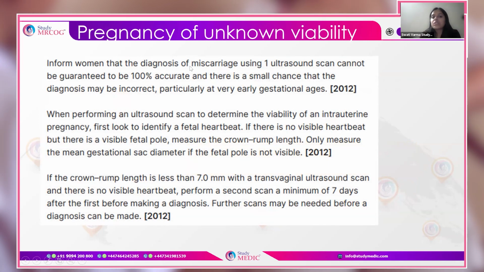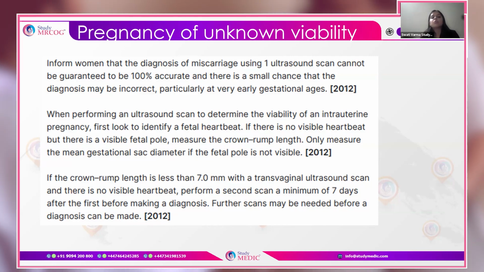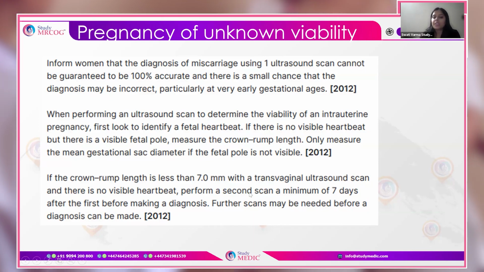So we see that diagnosis of miscarriage using a single scan can't be guaranteed to be 100% accurate because there is a small chance that the diagnosis may be incorrect. So unless we have reached 7 mm, we can't be very sure of the diagnosis. Even if the first scan is at CRL more than 7 mm with no heartbeat, still we have to perform a second scan 7 days after, or a second opinion is to be taken.